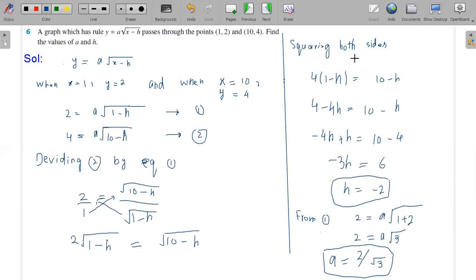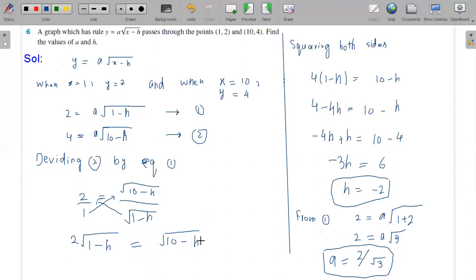So now squaring both sides. Now we will take the square of both sides. When we take the square of both sides, here the square of 2 will be 4, and here the square root sign will be cancelled out. Square and square root cancel out, so we only get 1 minus h in the bracket, 1 minus h.